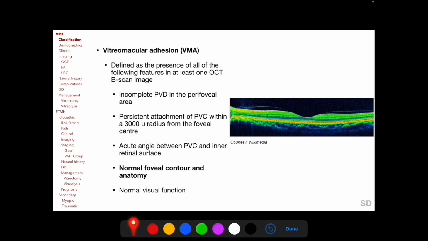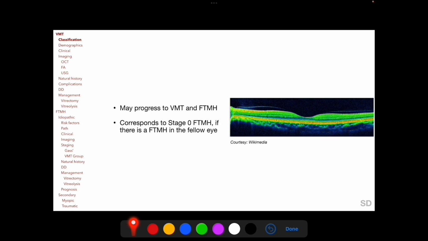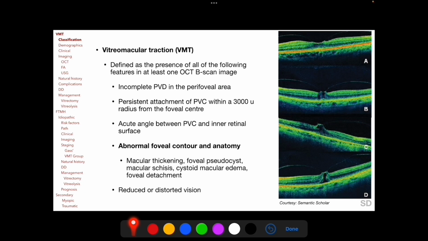In contrast to vitreomacular traction syndrome, in vitreomacular adhesion, the foveal contour and anatomy is otherwise normal, along with a normal visual function. Vitreomacular adhesion may progress to vitreomacular traction and then to full thickness macular hole, and if there is a full thickness macular hole in one eye, vitreomacular adhesion in the fellow eye corresponds to stage 0 in the classification system for full thickness macular hole, which we'll be discussing later in this session.